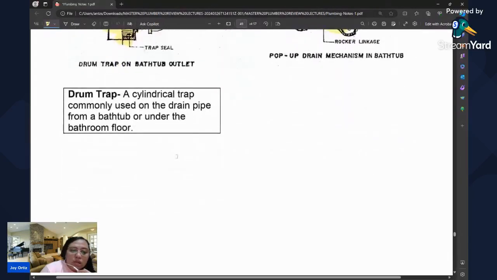So, the drum trap, it's a cylindrical trap commonly used in the drain pipe from a bathtub or under the bathroom. Pag nalaman natin what is the trap used for the bathtub, that is a drum trap. Pagka sa mga kitchen waste, that is P-trap.